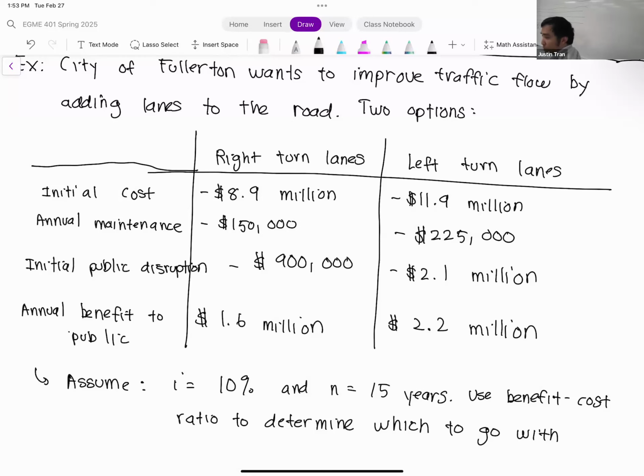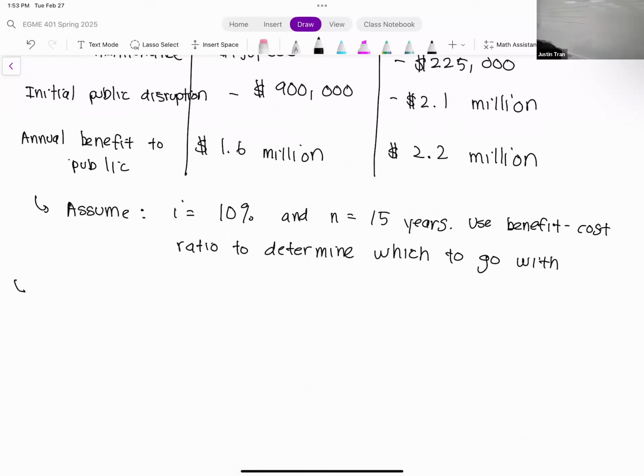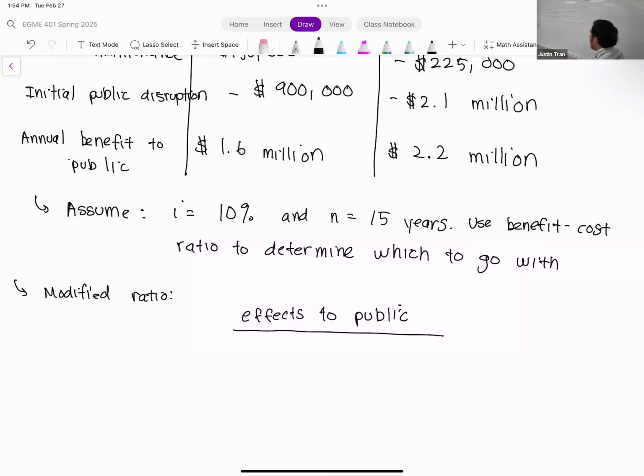So of course, this is a public works project, so there's no revenue really to speak of. Everything is in benefit of the public. So let's use a modified ratio to analyze this problem. Okay. So the ratio that we're going to use here is on the numerator here. On the numerator, we're going to have all the direct effects to the public, okay?